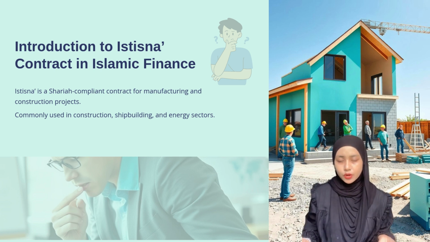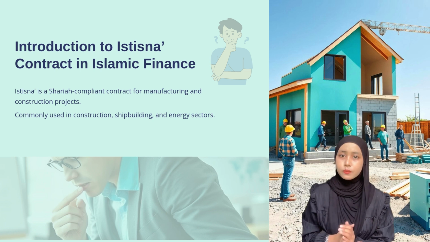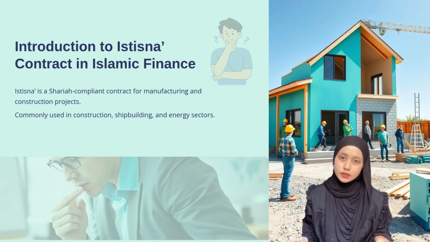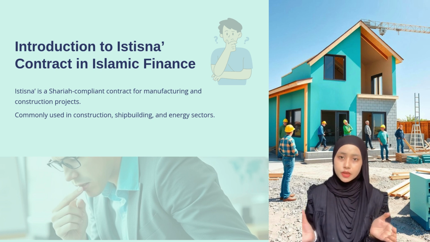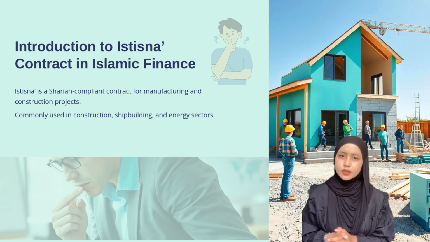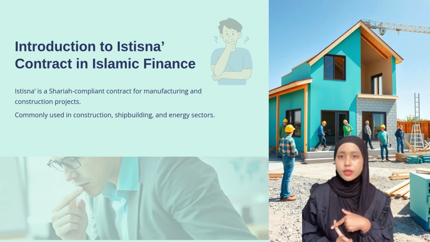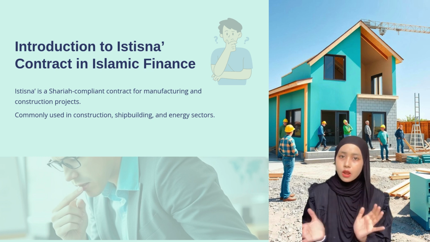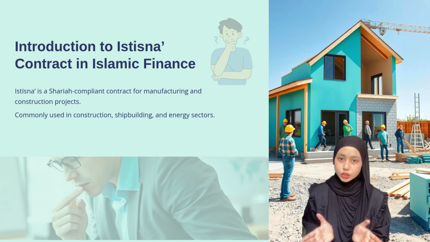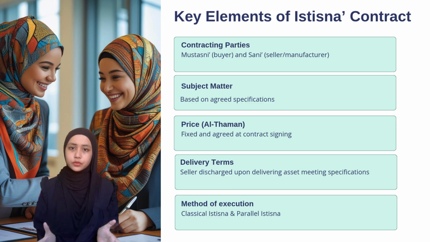Istisna is a vital contract in Islamic finance designed for manufacturing and construction projects. It allows flexible payment terms and future delivery of custom-made goods and projects, making it ideal for industries like construction, shipbuilding, and energy. This Shariah-compliant contract promotes industrial growth, risk sharing, and economic development while eliminating riba and ensuring transparency through detailed specification. There are a few key elements, or pillars, in the contract of manufacture, Istisna.